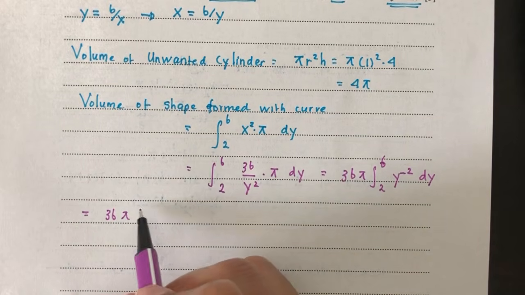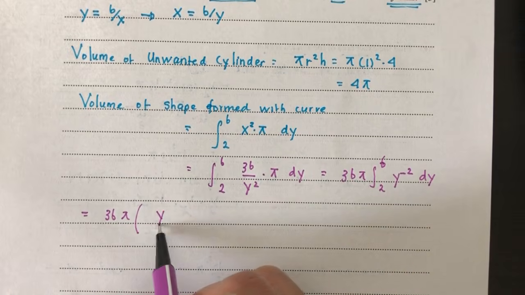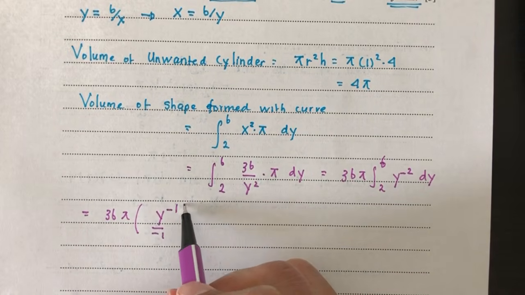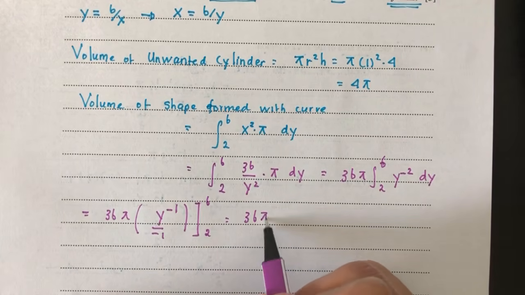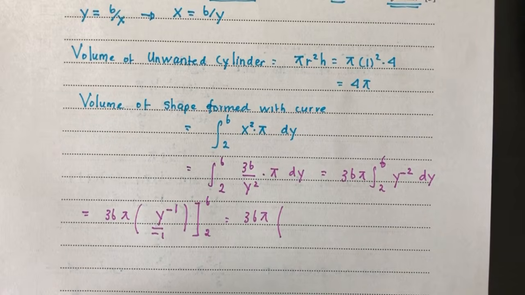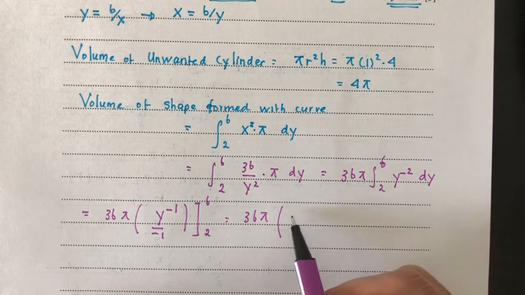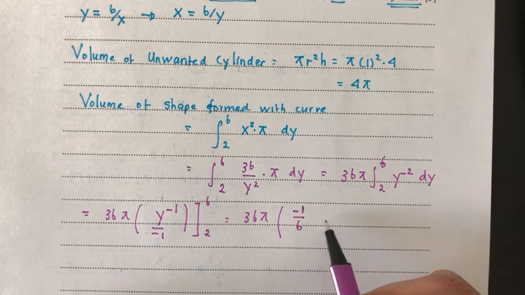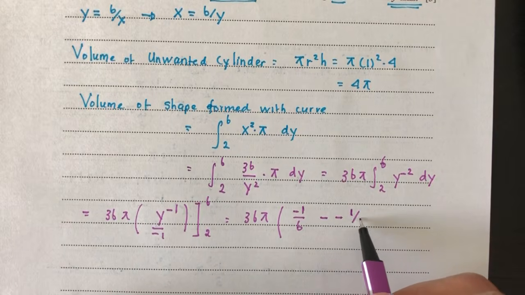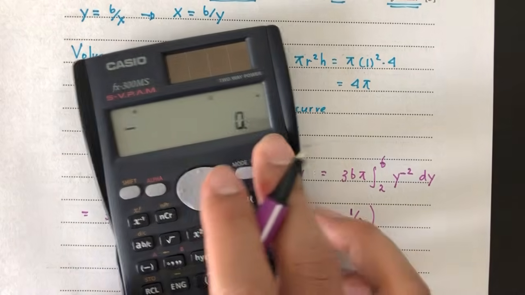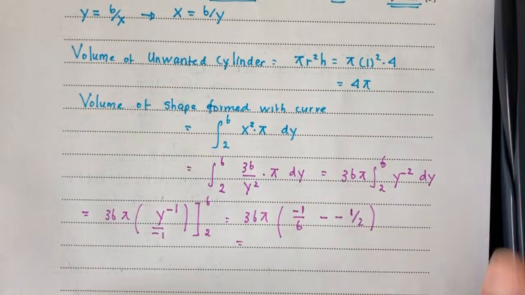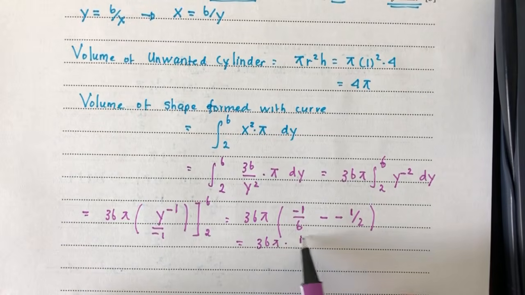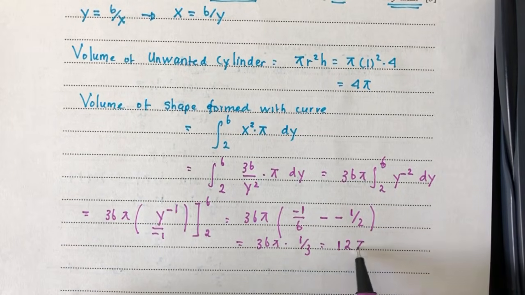36 pi. So how would you do that? You will do minus 1 divided by 1, and that will become 6 and 2. 36 pi. So what is the value for this one? Let's see. So 1 by 1, 6. So minus 1 over 6. Then we have minus 1 over 2. So if you simplify, minus 1 over 6 plus half, that will be 1 over 3. So 36 pi times 1 over 3 equal to 12 pi.